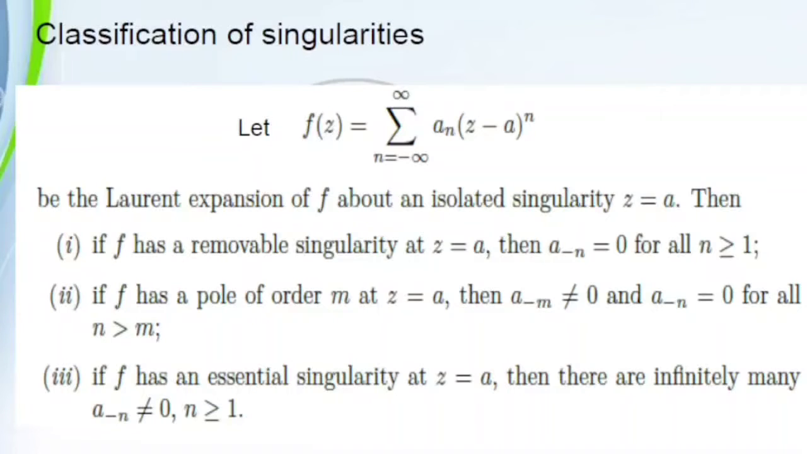And if f has a pole of order m at z equal to a, then a_minus m is not equal to 0, and a_minus n is 0 for all n greater than m. We have that its minimum power is 1 by z minus a to the power m. If f has an essential singularity at z equal to a, then there are infinitely many a_minus n not equal to 0, meaning infinitely many terms containing negative powers of z.